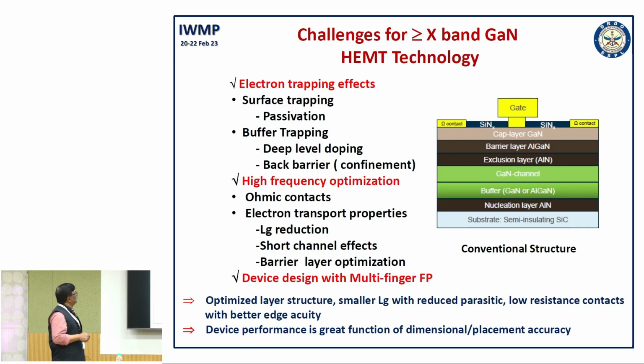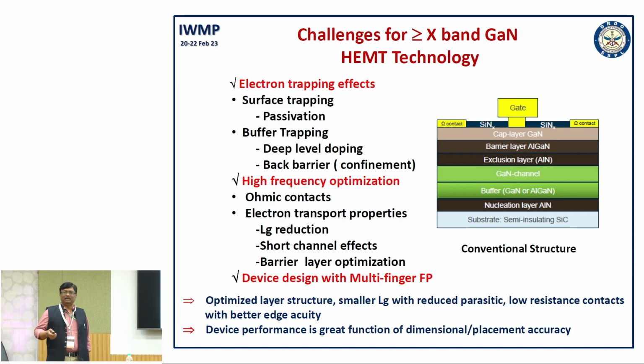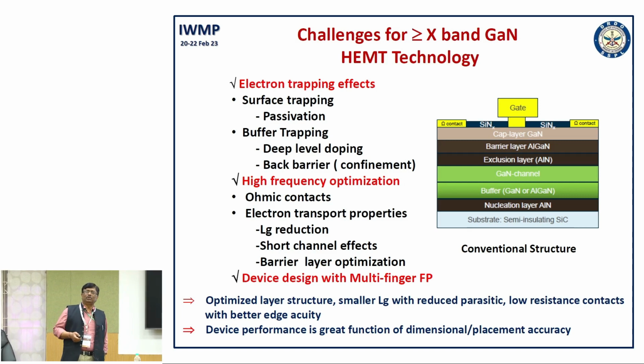As I told you, the electron trapping effects. These traps can be surface traps or bulk traps. Surface traps can be taken care of by your passivation, but if they are bulk traps, you cannot modify their effect by process. So, you have to optimize your growth.